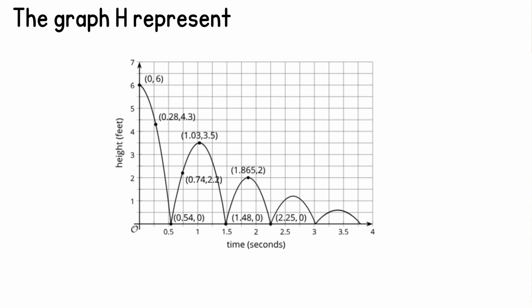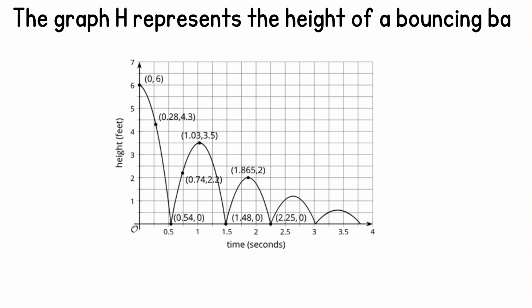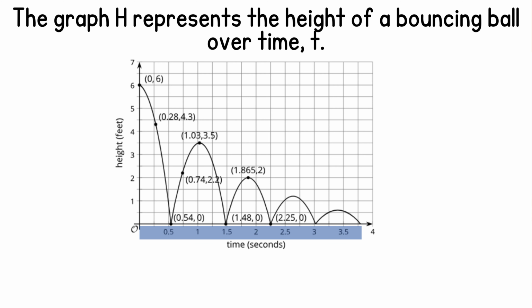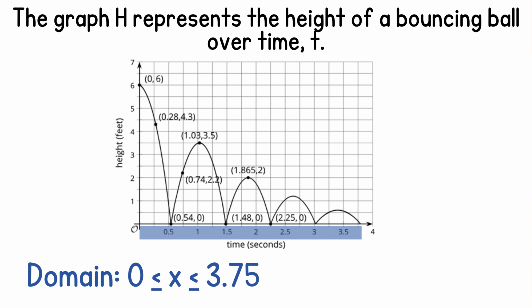Here's one last example. The graph h represents the height of a bouncing ball over time t. We'll find the domain and range of this function, and we'll start with the domain. We can see that all of the x values included in this function are between 0 and around 3.75. So our domain will be all x values between 0 and 3.75.